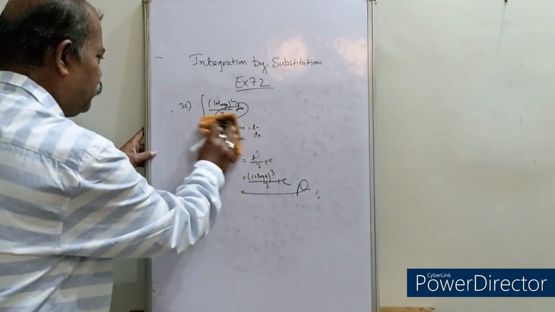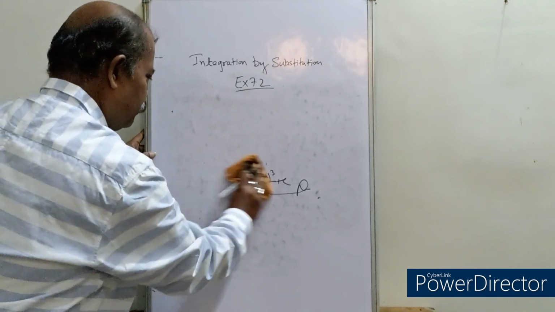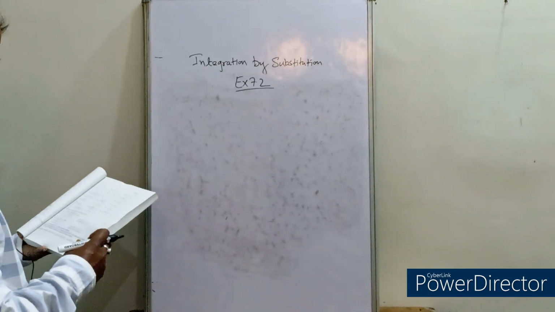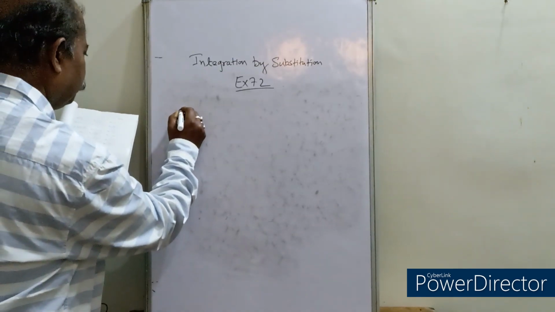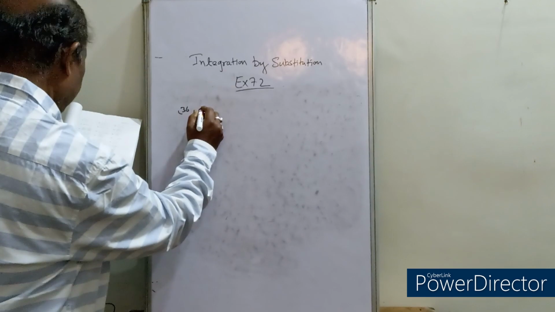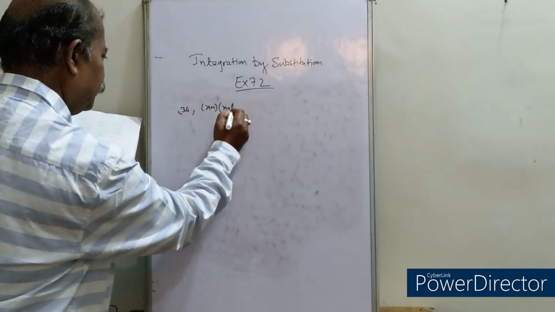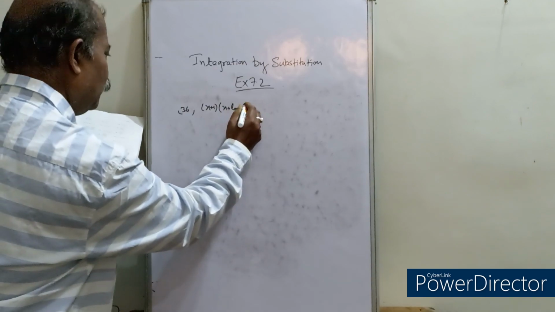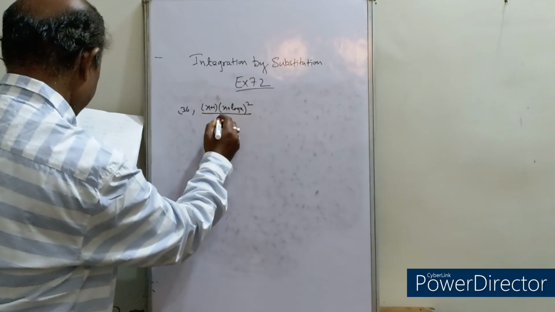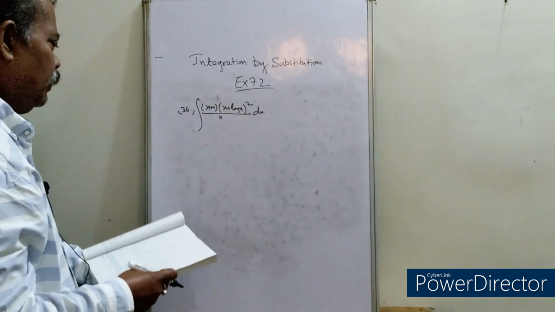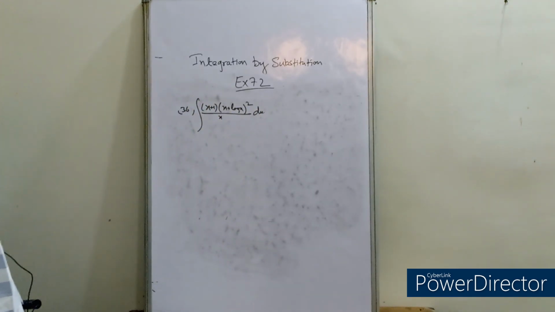Now question number 36. In question number 36, it is given to you: x plus 1, x plus log x the whole square by x. You have to integrate it. Now you see one thing.